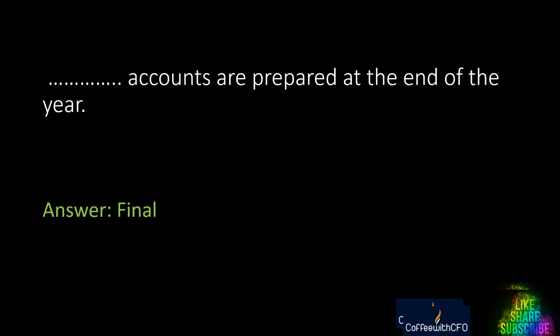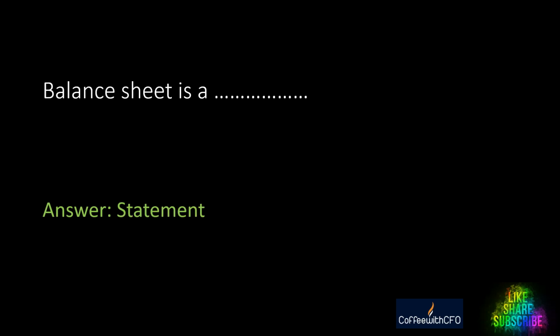Next question. Dash accounts are prepared at the end of the year. The answer is final accounts. You can prepare final accounts even monthly, quarterly, half yearly as per the requirement of the organization. So let's go to the next question. Balance sheet is dash. Balance sheet is a statement of any particular date showing the assets and liabilities of any organization, company, or partnership firm, anything it may be.